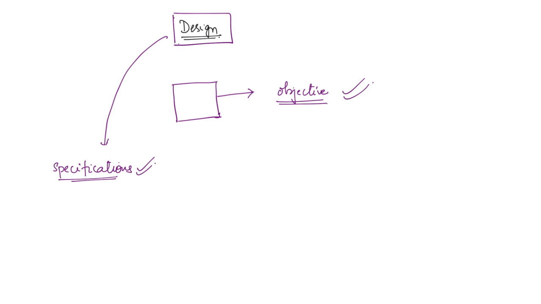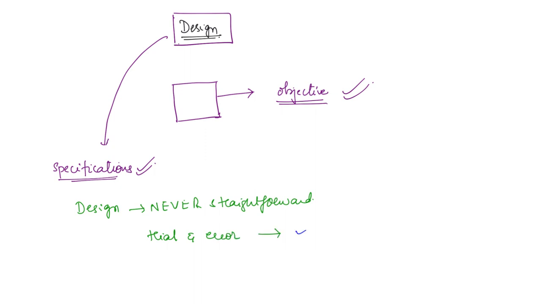Now we will not go through the entire design process in depth, but just a basic idea of what is meant by design. And one important thing to remember is design is never a straightforward process. That means it's not like logic 1 plus 2 is equal to 3. It's never a straightforward process. So this is the most important thing you have to remember. Only when you do it on a trial and error basis, you're going to get the most satisfactory result.